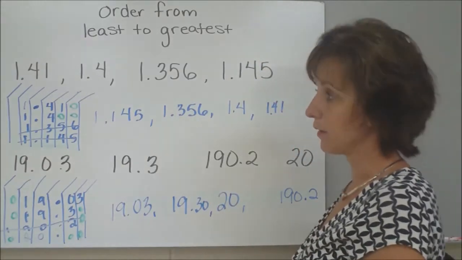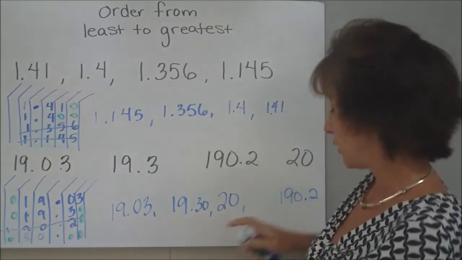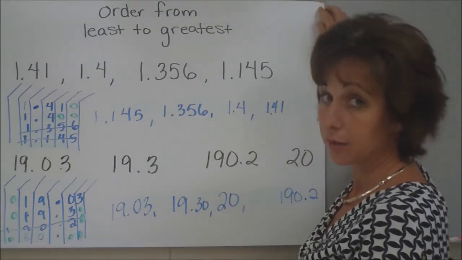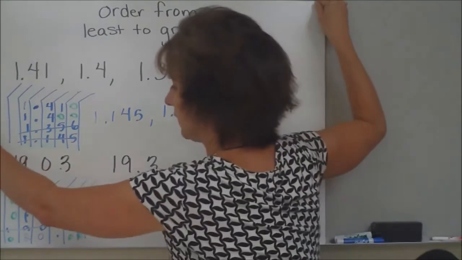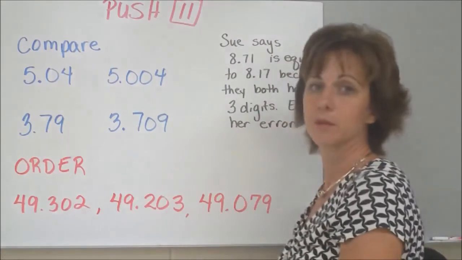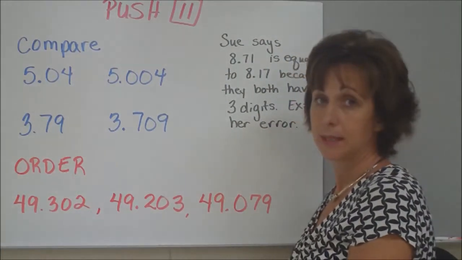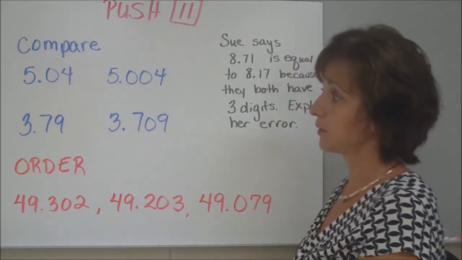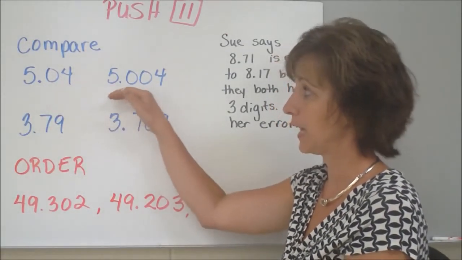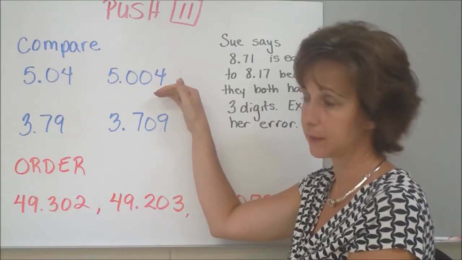So we've ordered our numbers from least to greatest using base 10 blocks, a money system, or a chart to line up your decimals and fill in your extra zeros. So now it's time to push pause and show what you know. Let's start by comparing 5 and 4/100ths to 5 and 4/1000ths.